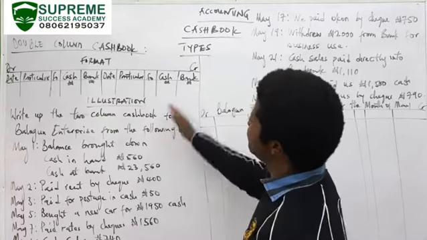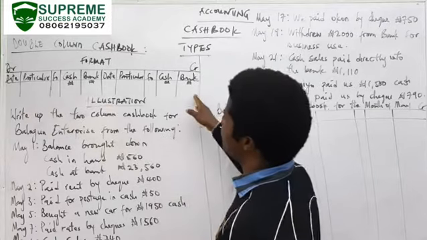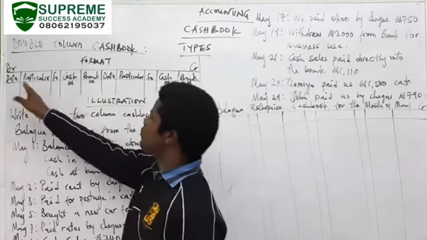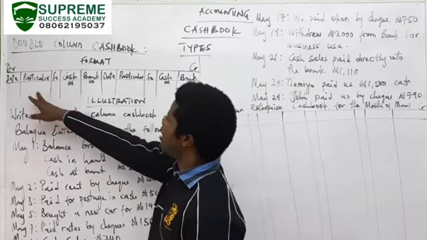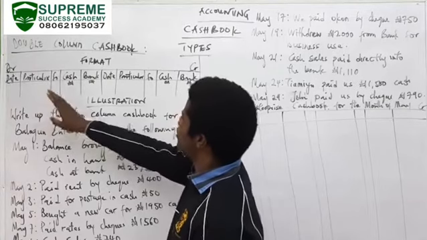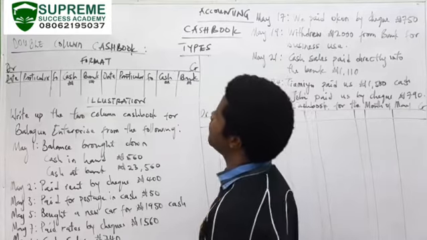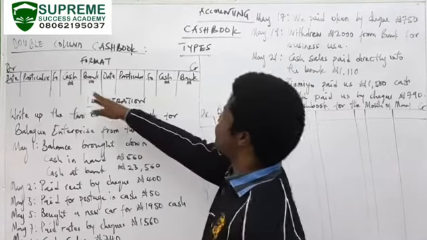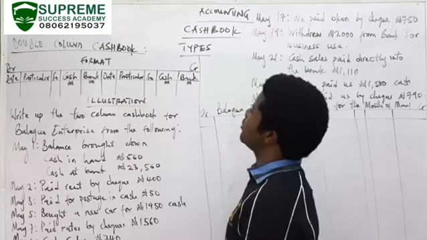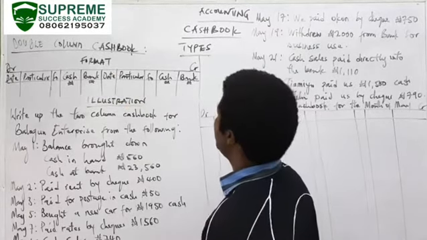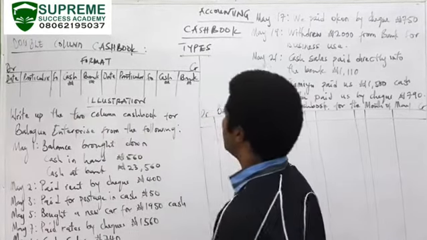As a way of format, the double column cash book has this format where on the debit side we have the date, the particulars, then the folio, the cash, and the bank. And then on the credit side also we have the date, the particulars, the folio, the cash, and of course the bank. And you see the naira sign under the cash and the bank, and also on the other side.